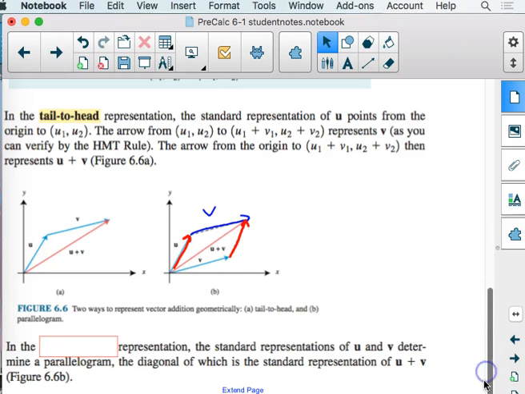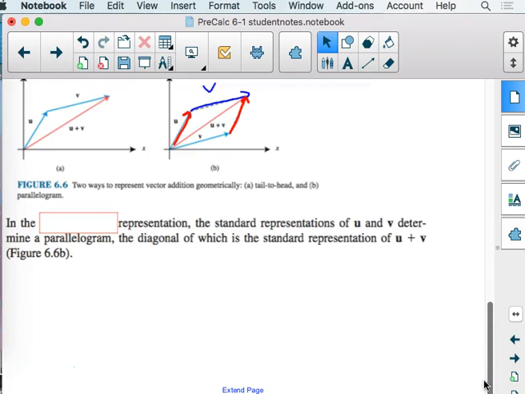So down here it says, in the parallelogram representation, which is just a really basic representation that all books use to talk about vector addition, the standard representations of u and v determine a parallelogram, and the diagonal is actually the result, the sum, that u plus v that we get. But it's much more basic than that, especially if it's given to us in component form. All we're going to do is add. All we're going to do.